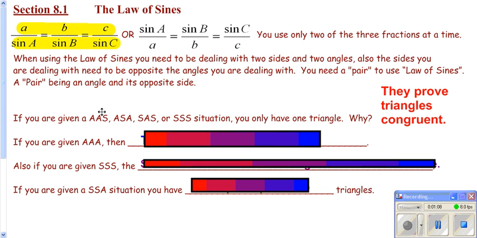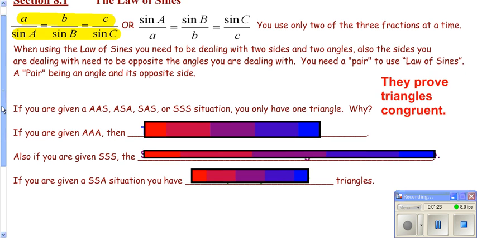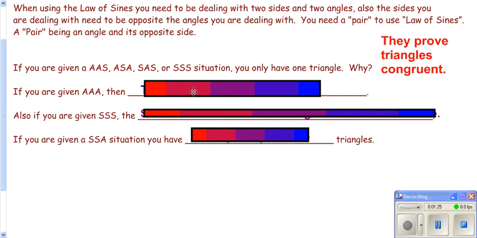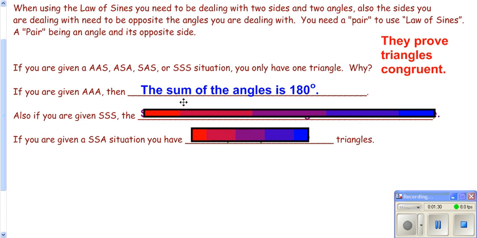Now, if you are given a side-side-angle, an angle-side-angle, a side-angle-side, or three sides, you know you only have one triangle because those are different ways to prove triangles congruent from geometry. Now, if you're given all three angles, you need to be aware that the angles have to add up to 180. Also keep in mind that if you have all three angles, that does not actually prove any triangles being the same, and there's infinitely many triangles available with that.